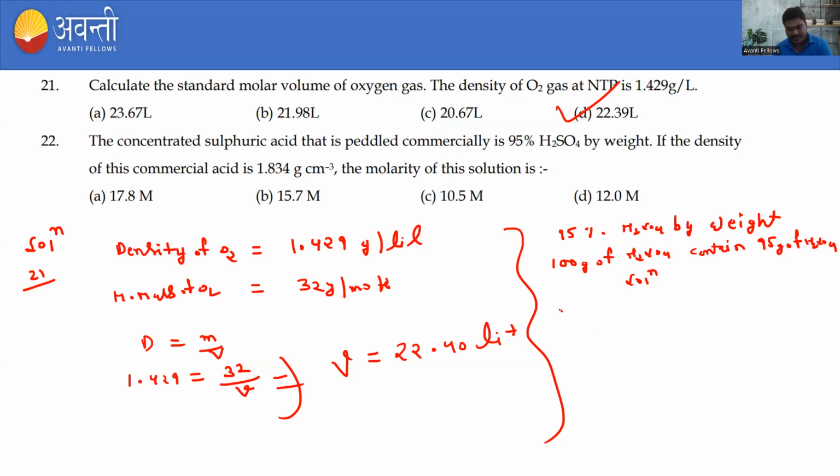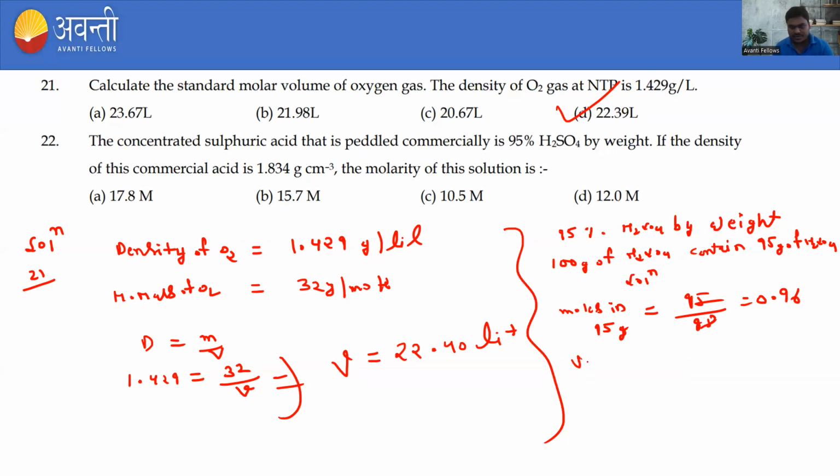Now moles in 95 gram. So you can calculate moles in 95 gram, which is nothing but mass upon molar mass. So it comes out to be 0.96. So this is the moles.